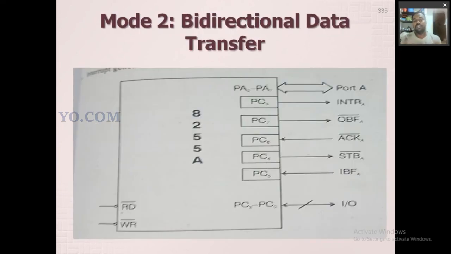So this is the circuit diagram of bidirectional data transfer. Here port A is an output bidirectional. Bidirectional means we have arrows in both directions. Then port C is an interrupt request.